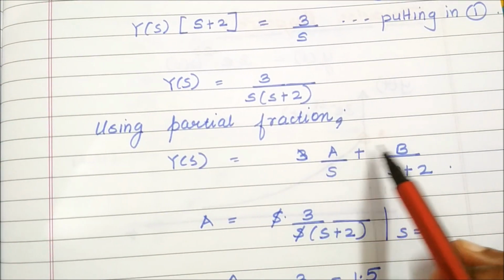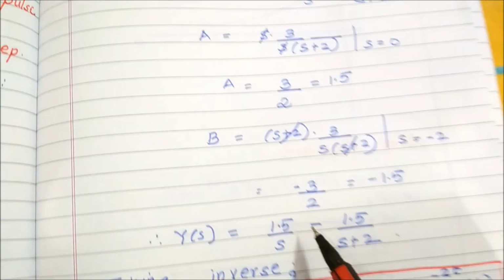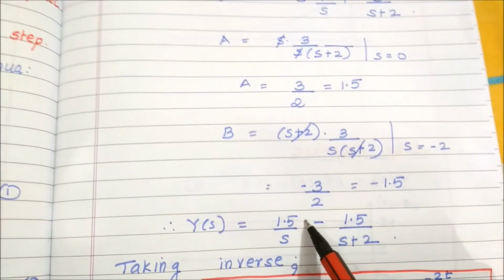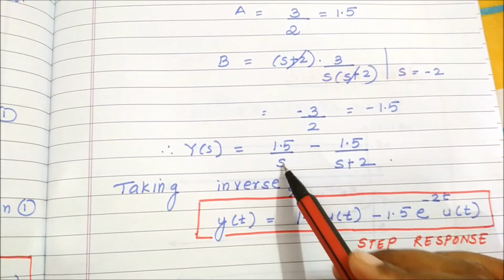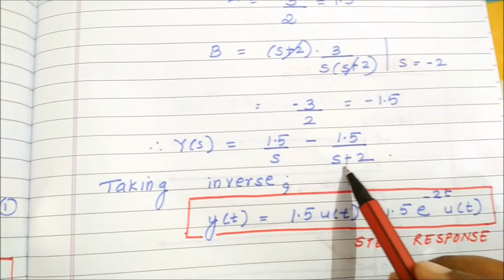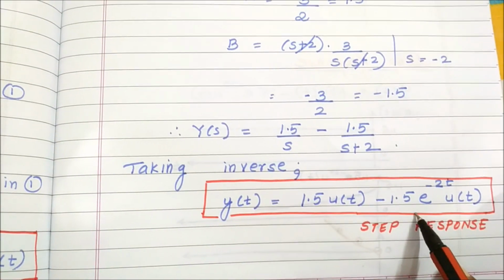So using partial fraction, find the value of A and B. I am not going into the detail of this. You know this better. So the values of A and B came as 1.5 and minus 1.5. So after you get A and B values, just take inverse of this. Inverse of 1 upon s is u(t). Inverse of 1 upon s plus 2 is e raised to minus 2t u(t). So this is the step response of the given question.